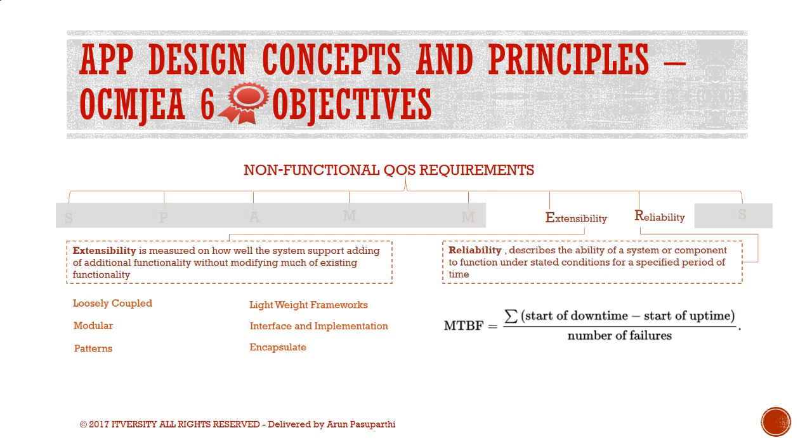It's nothing but the total uptime divided by the number of times it failed. A very simple formula. You'll have to remember this formula too, because you may be asked a question in the exam with three fake formulas and one right formula. You need to find the right formula in order to provide mean time between failures.